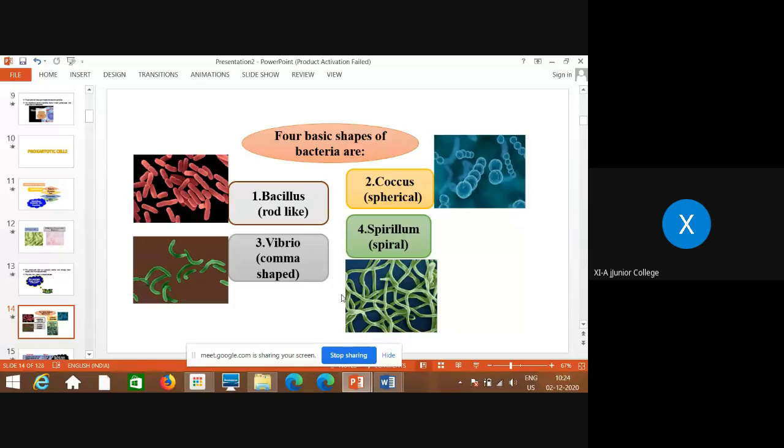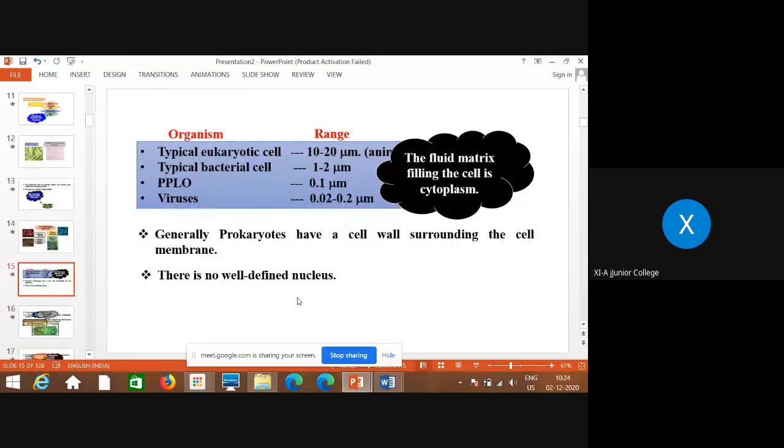Again, I will repeat all. Rod shaped bacteria are called bacilli. Spherical shaped are called cocci. Comma shaped bacteria are called vibrio, and spiral shaped bacteria are called spirilla. Now, this is the size range of the organism types, given just for information. A typical eukaryotic cell varies from 10 to 20 micrometer. A typical bacterial cell varies from 1 to 2 micrometer. PPLO is 0.1, we just saw that chart, right? Then viruses are 0.02 to 0.2 micrometer.